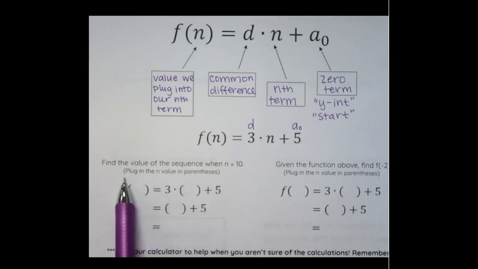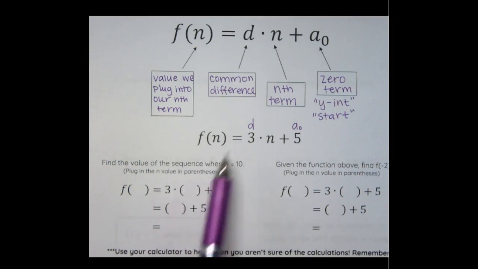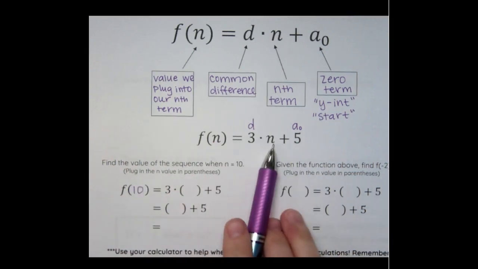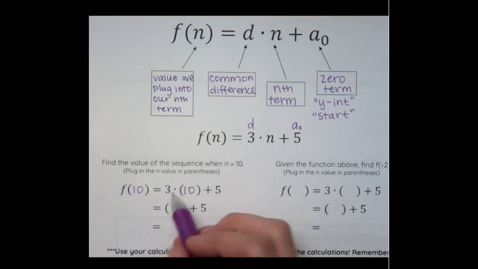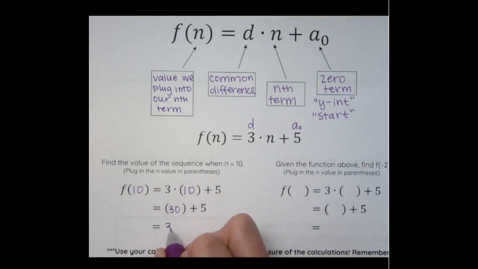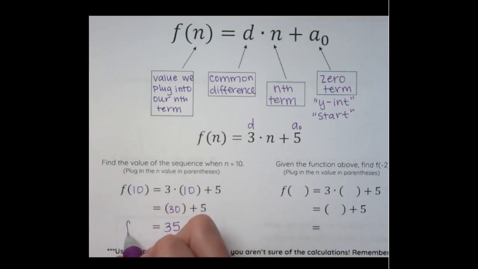So if n equals 10, that means I want to plug in the n value in the parentheses wherever I see the letter n. So up here it has an n right here, so I'm going to plug in 10. We have an n right here, I'm going to plug in another 10. So now I'm just going to solve. When we're solving, we use PEMDAS. Remember, parentheses, exponents, multiplication, division, addition, and subtraction. So we're going to start with multiplication. 3 times 10 is 30. We have plus 5, so 30 plus 5 is 35. So when n is equal to 10, f of 10 is equal to 35.